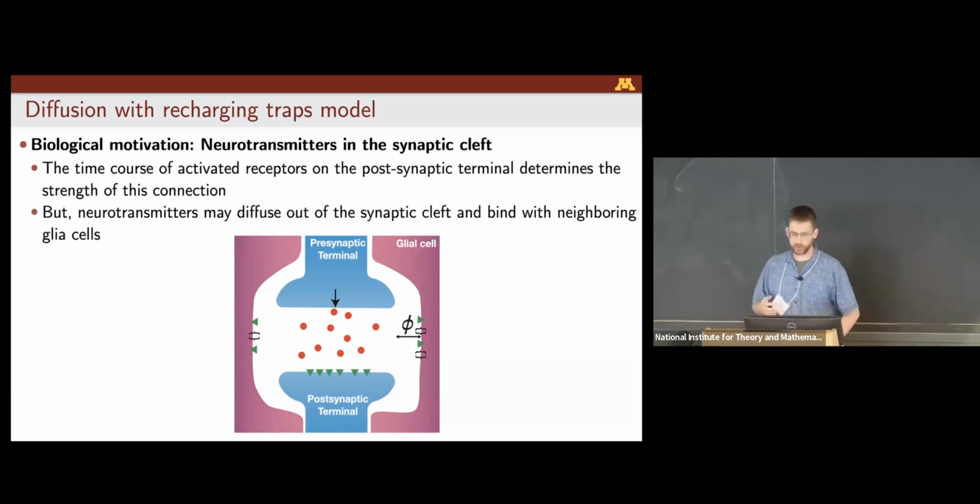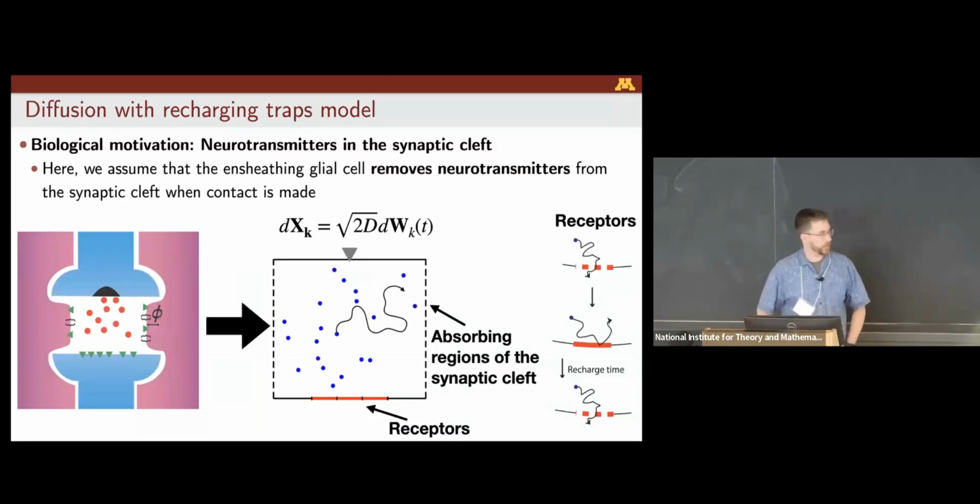This was the driving question, because I knew these glia cells were there, but it was an open question of, okay, how much are they actually doing in terms of recycling and things like that? And you can imagine that we have this domain here, these glia cells are really good vacuum cleaners, essentially. So you can imagine that those are these nice absorbing regions. And then we have the receptors that are transmitting this neural signal that are acting like these recharging traps, right? So we had this initial problem that was very much related to that general setup.